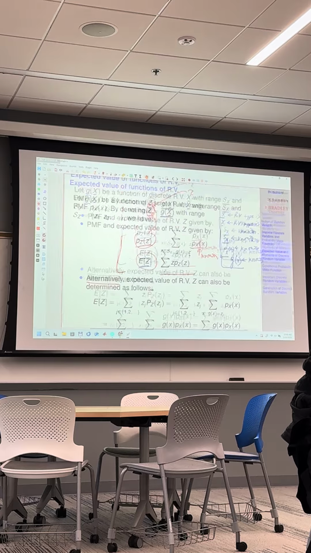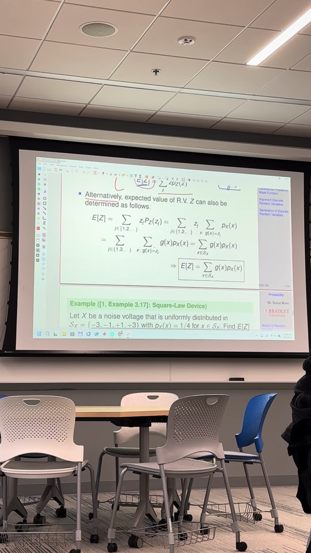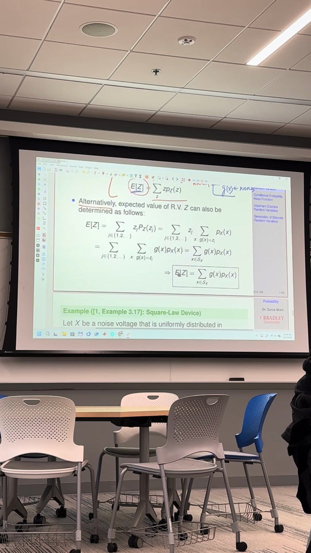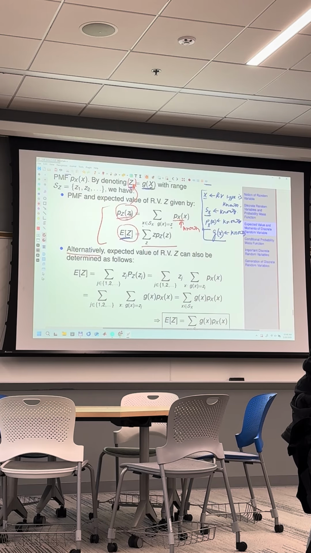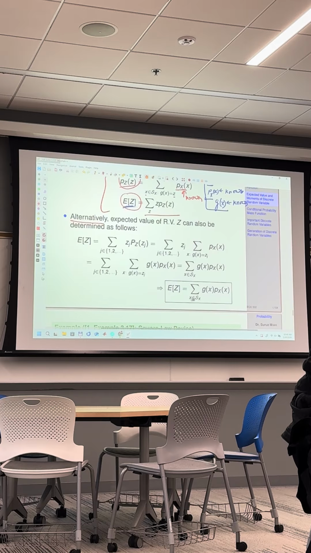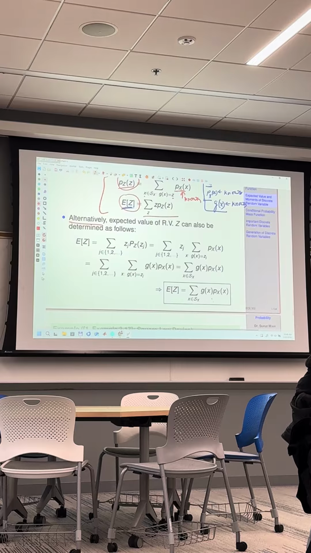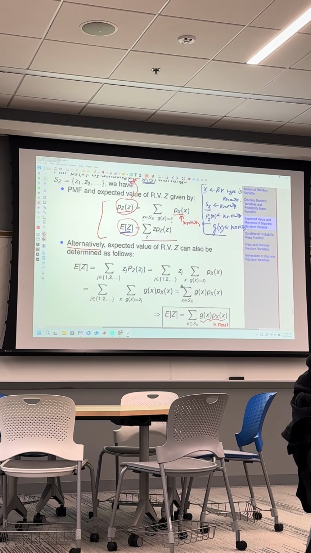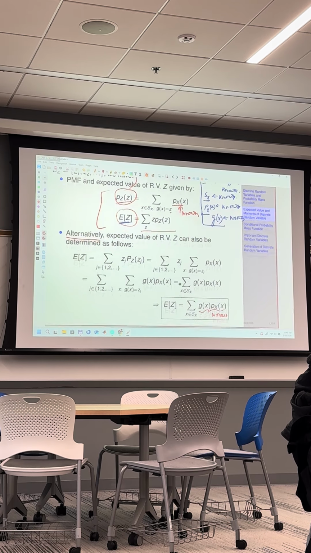Alternatively, you can directly use this formula, so you don't have to worry about finding the PMF first. You can directly find the expectation of Z without determining the PMF of the random variable: you just take each element from X and pass it to g of x, which is known. So you can use any of these formulas to solve this example.